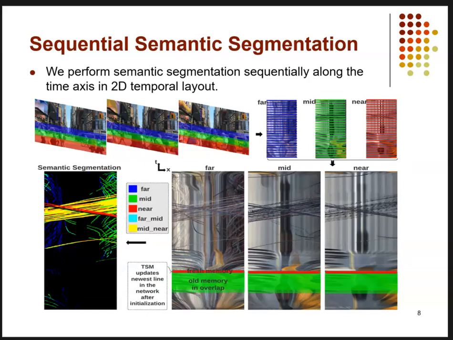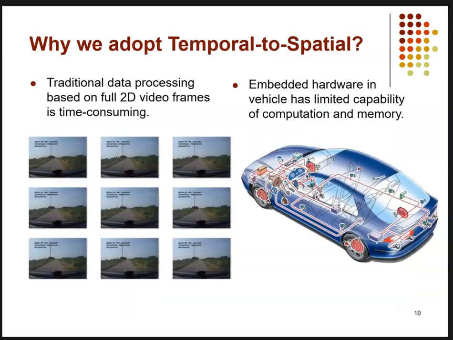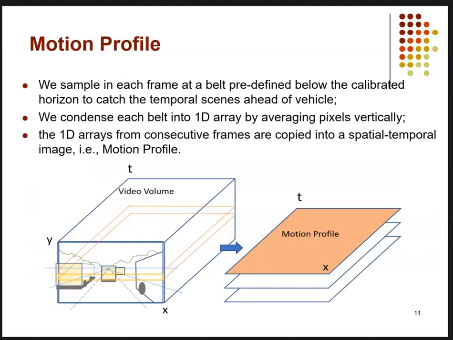Then we can perform sequential semantic segmentation for the reduced data in a 2D temporal layout. Here is an example for the overview of our method on this reduced data view. The video for autonomous vehicle embedded hardware has limited capacity of computation and memory, so we proposed this method to reduce the 3D video into a 2D image layout.